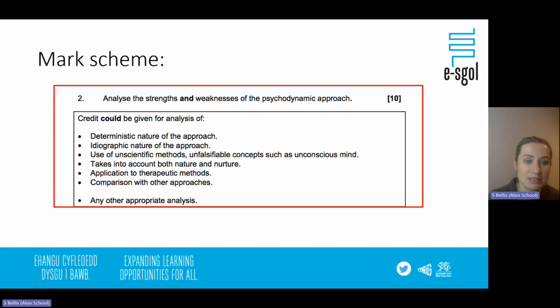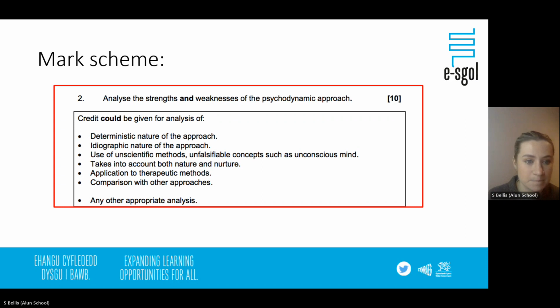I know that this isn't necessarily relevant for the content of the biological approach, but it does say things like deterministic, idiographic, unscientific, takes into account nature and nurture, therapeutic methods, and then it says comparison with other approaches and any other appropriate analysis. So all we are given content-wise when looking at the mark scheme for this answer are the key terms. That just shows how important it is to make sure that you are getting that key terminology in your answer.